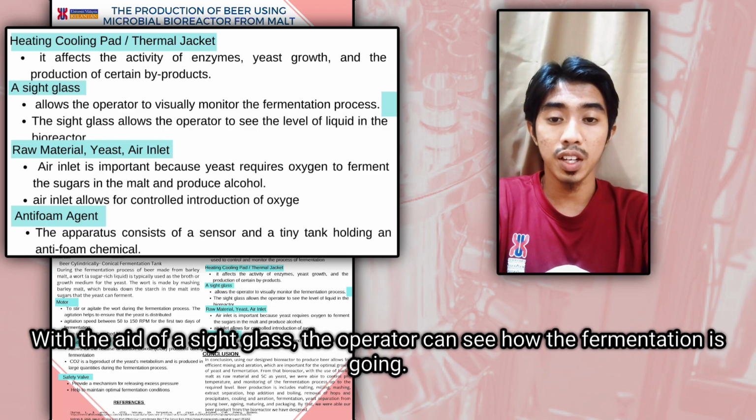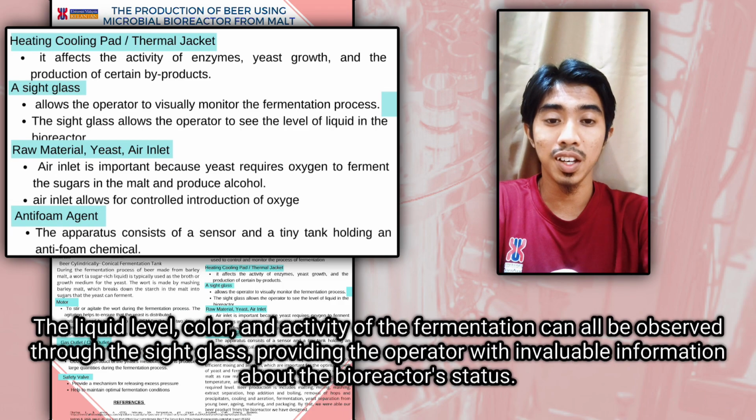With the aid of a sight glass, the operator can see how the fermentation is going. The liquid level, color, and activity of the fermentation can all be observed through the sight glass, providing the operator with invaluable information about the bioreactor status.